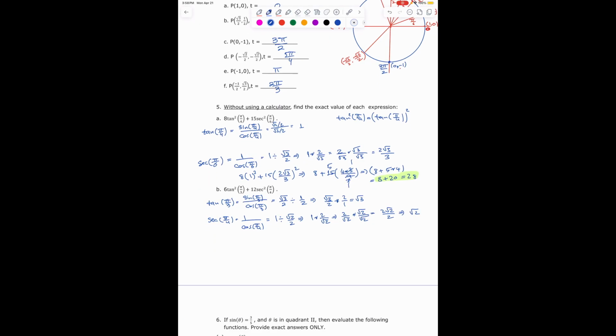Now we're going to substitute. So let me just highlight what we found. And now we're going to compute 6 times tangent square pi over 3, that is square root of 3 all squared, plus 12 times square root of 2 all squared. And that will lead us to 6 times 3 plus 12 times 2. And that will give us 18 plus 24. And that will give us 42. So that is the final answer. 42 is the final answer for that expression.